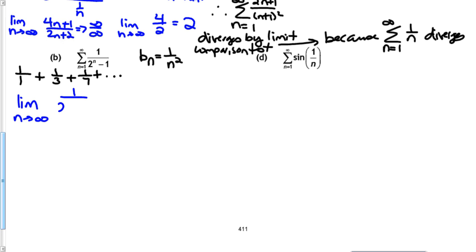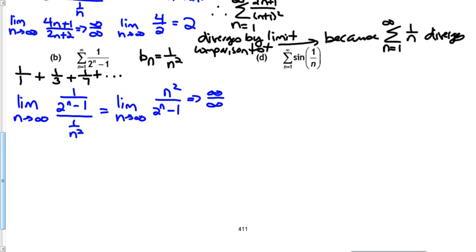So I have 1 over 2 to the n minus 1 divided by 1 over n squared. And this limit is going to be n squared over 2 to the n minus 1. I plug in n is infinity. And when I do that, I get infinity over infinity, which means I use L'Hopital's.